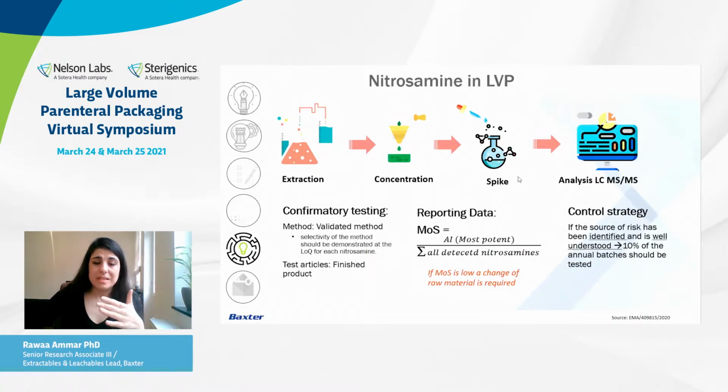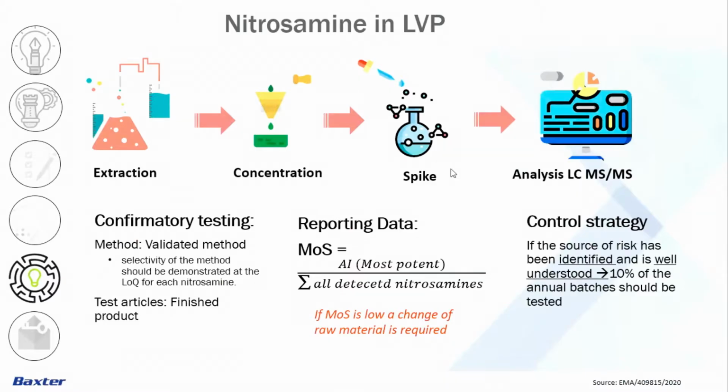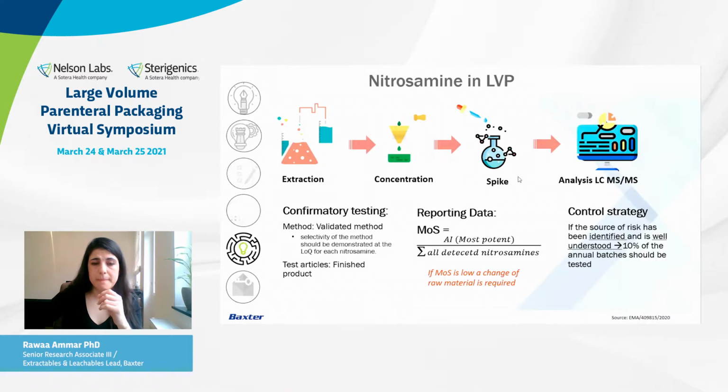However, when we are in this step, we have to follow it up by confirmatory testing using a validated method and a follow-up step, using a selective method that should demonstrate high accuracy for limit of quantification for each and every nitrosamine molecule on the finished product. And when we report the data, we have to report the data as a margin of safety concept by using the acceptable intake of the most potent one divided by the sum of all the measured nitrosamines in the solution. And for this, we'll follow up by a control strategy.